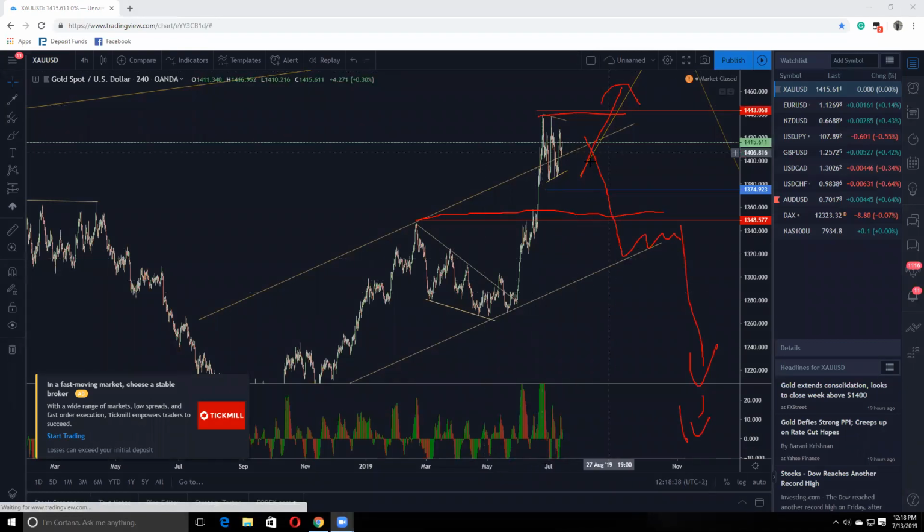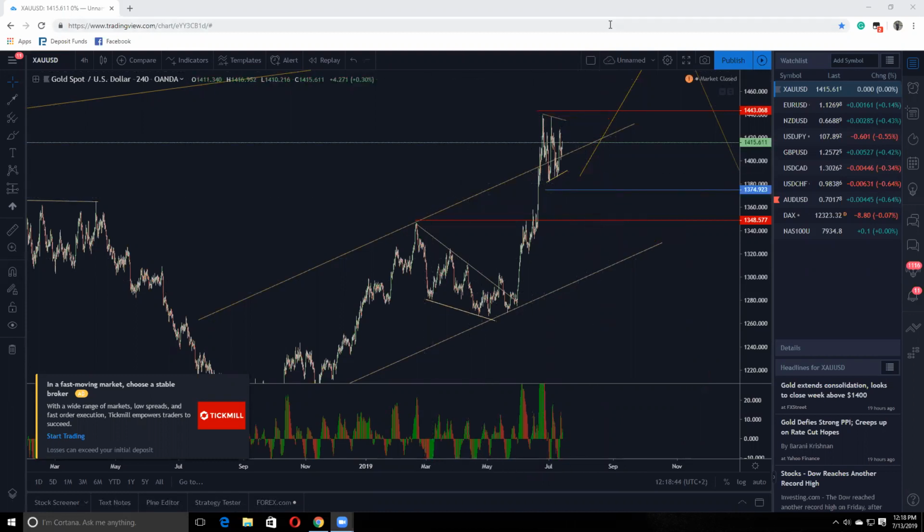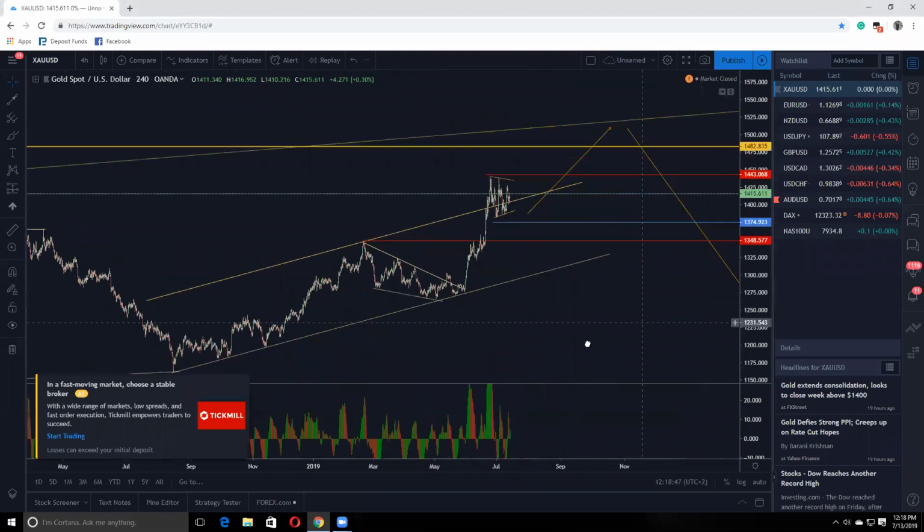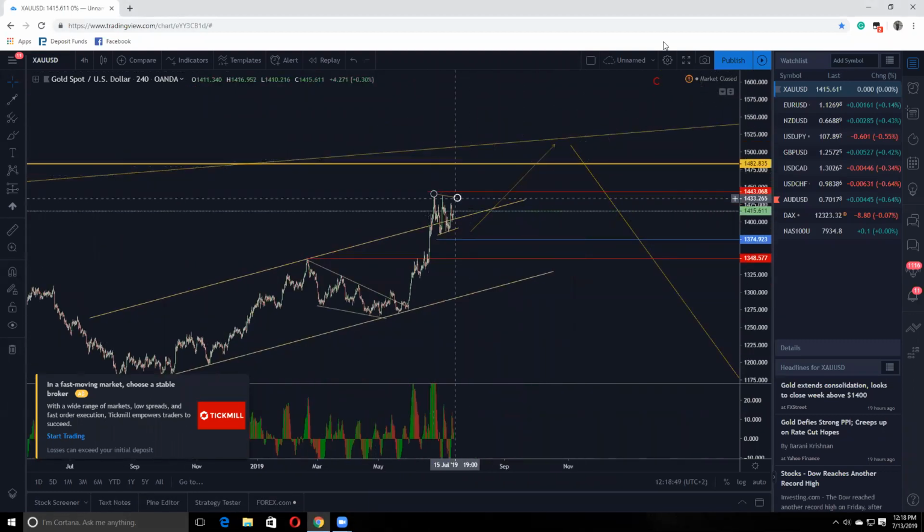So on gold right now, we're looking for that move up. We're looking for that move to break the top, to go around 1,482.835, and then that's the down move. No questions asked about this down move. You just have to be good at timing when exactly this move will start, and then hopefully you're going to get that right.